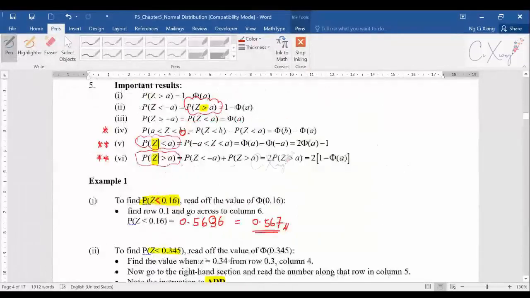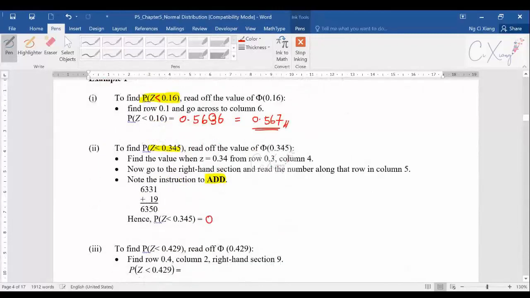Okay, so this one should be 0.635. Okay, all right. So for those of SPM background, please make sure that you get used to the new table here, the A-level table. All right.